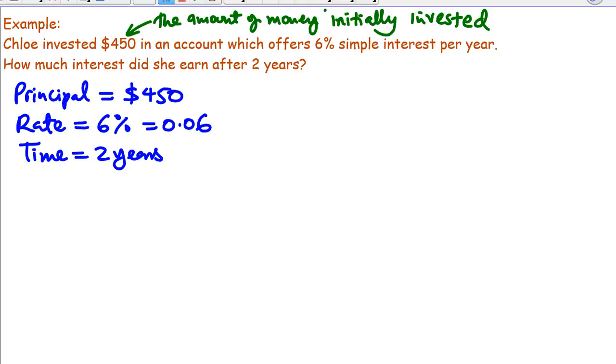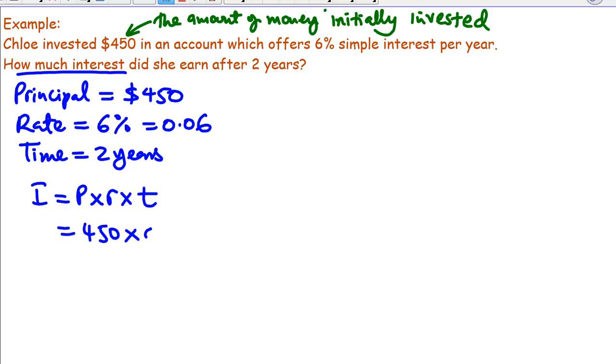And what we are trying to find here is how much interest. So you're trying to look for interest. And we know that interest is equal to P times R times T. Plug in those values. So P, we have 450 multiplied by 0.06 multiplied by 2. If you plug that in your calculator, you'll end up with $54. Now, $54 here is the interest that Chloe earned after 2 years.